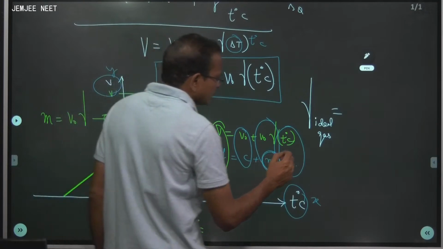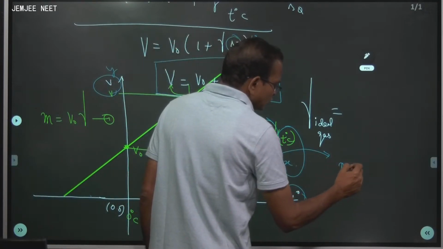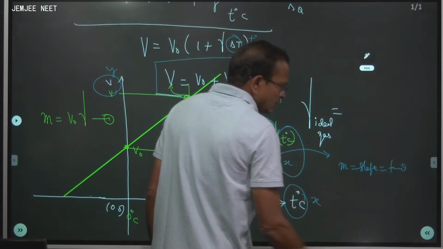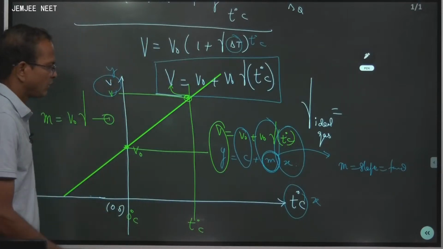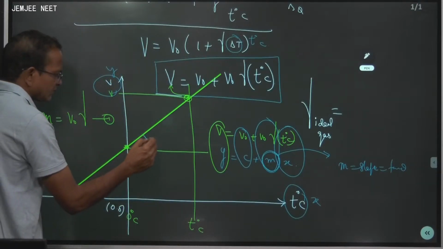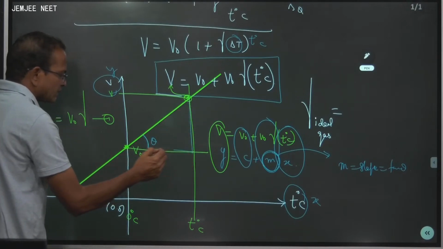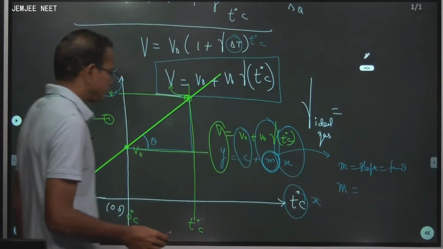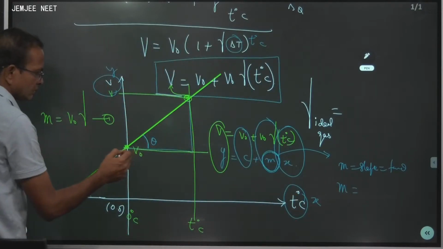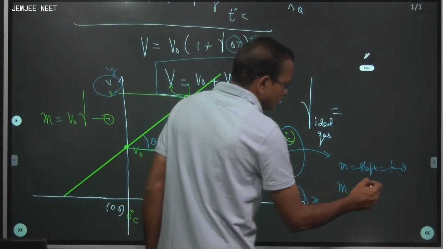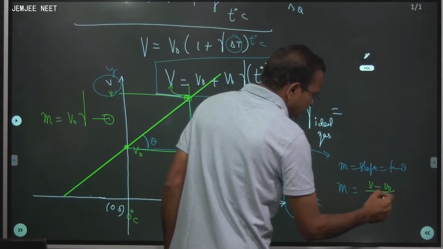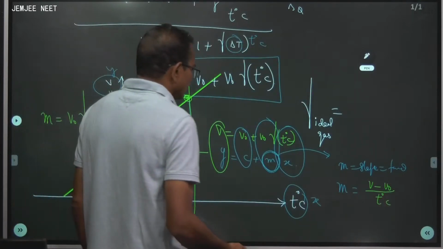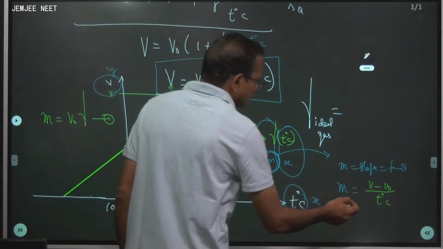Now, can any of you tell me what is m in mathematics? Slope. What do you mean by slope? Slope is nothing but tan theta. Tell me what is tan theta here? Opposite by adjacent. Come on, tell me what's m. V minus V naught, very good, by T minus 0. Simply T degrees Celsius, because minus 0. This tells you that m is nothing but V minus V naught by T.